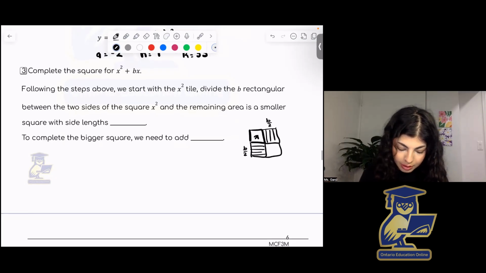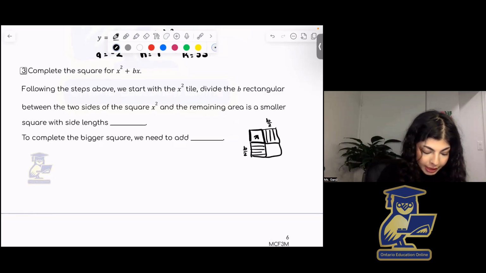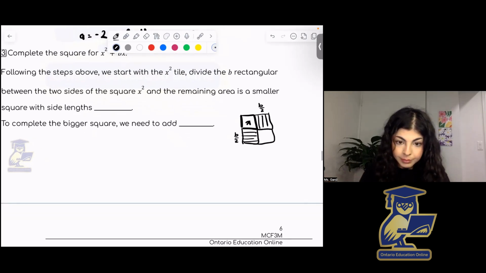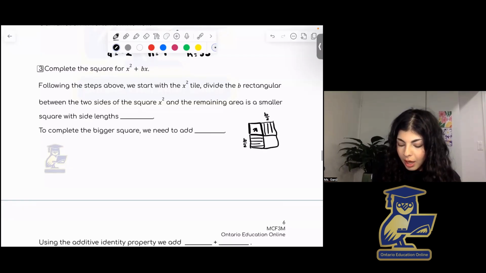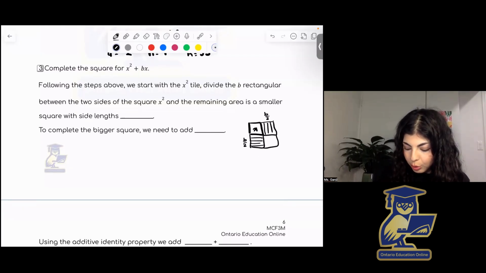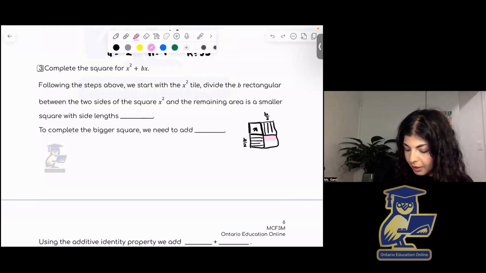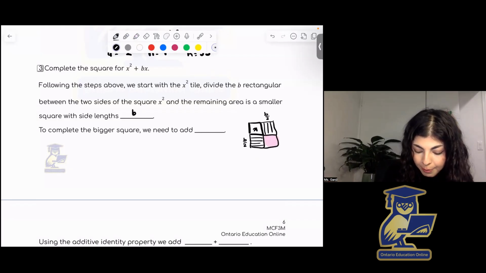That smaller square that we are trying to fill, maybe let me highlight it. So that pink square there is going to be our ones, and it has a side length of b over 2.